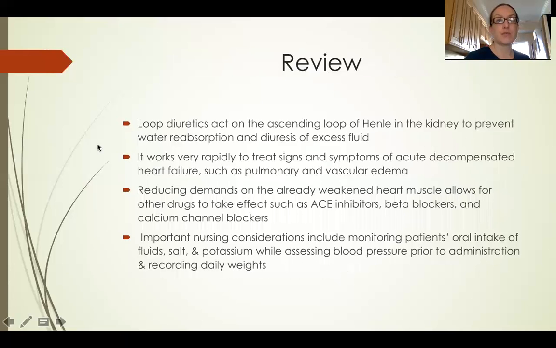Okay, so let's review this again. Just a little bit of a recap. Loop diuretics act on the ascending loop of Henle in the kidney to prevent water reabsorption and diuresis of excess fluid. It works very rapidly to treat signs and symptoms of acute decompensated heart failure, such as pulmonary and vascular edema. Reducing demands on the already weakened heart muscle allows for other drugs to take effect, such as ACE inhibitors, beta blockers, and calcium channel blockers.